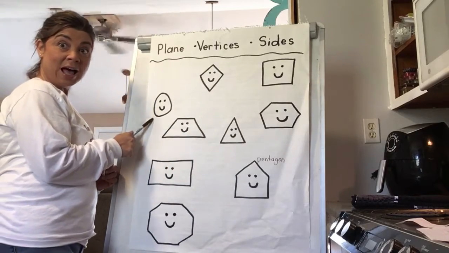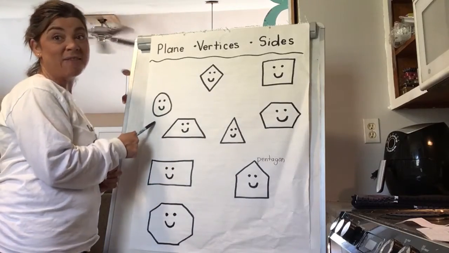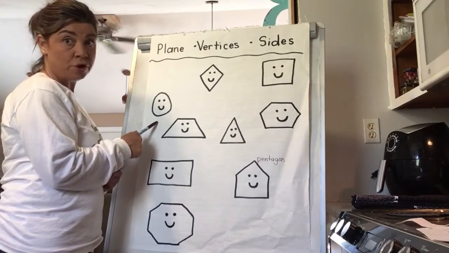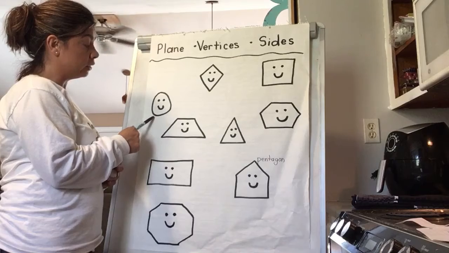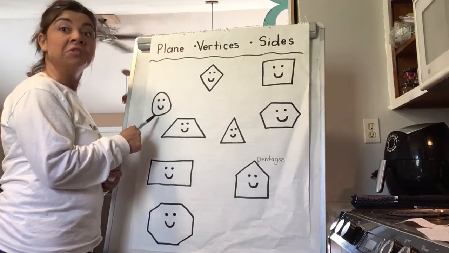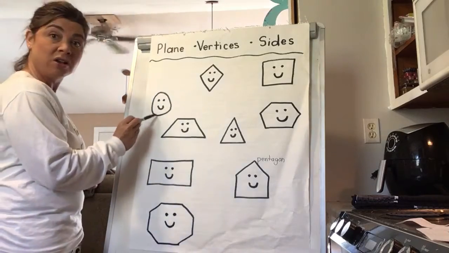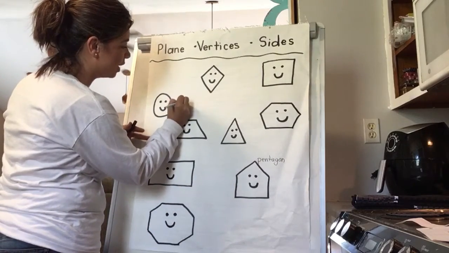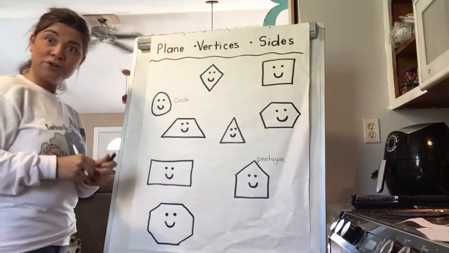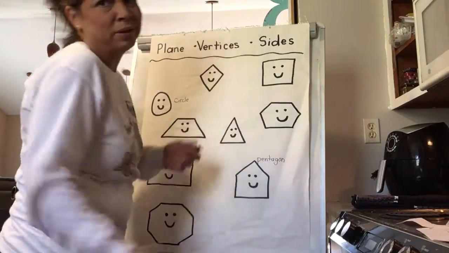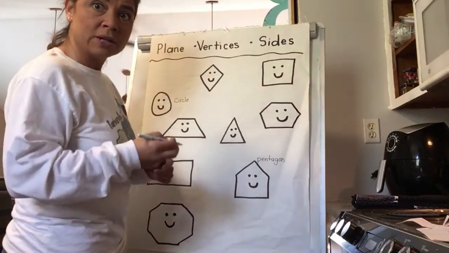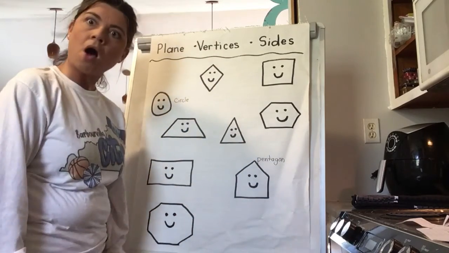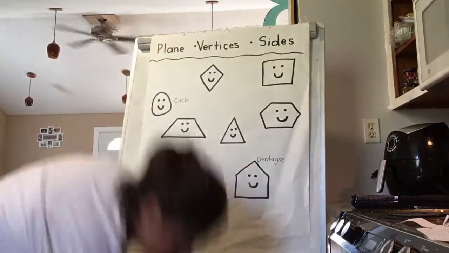What about this guy? Yes. Does it have any sides? Nope. Does it have any corners? Nope. Is it round? Yes, it is. What is this called? A circle. That's right. Yes, it's a circle. Great job. You guys are doing awesome with this. Thank you so much. I don't like to play games by myself, so you guys are helping me out a lot. Let's see what our next clue is. Oh, no. Here we go.